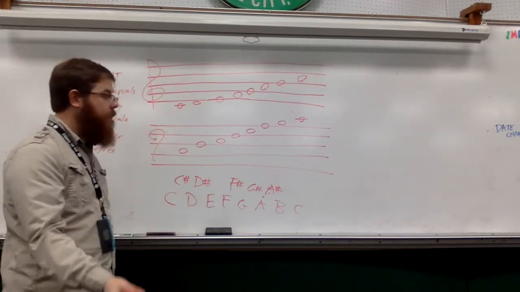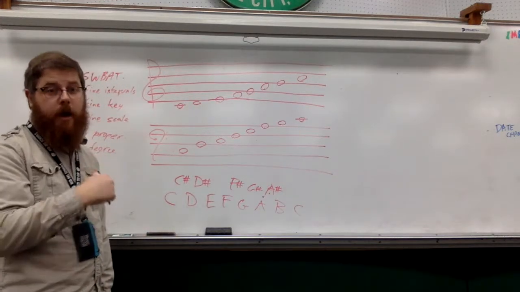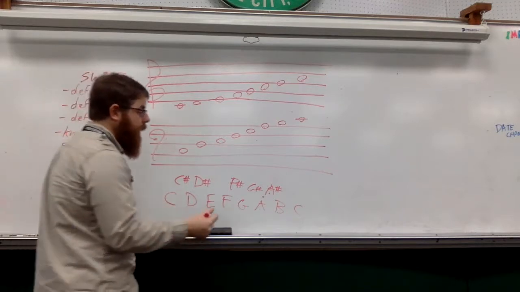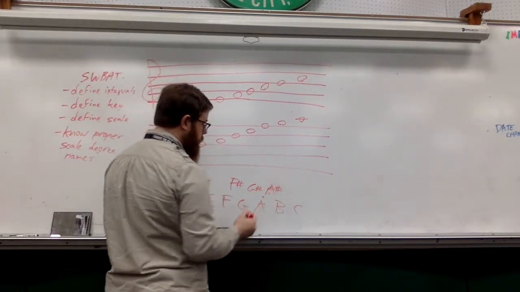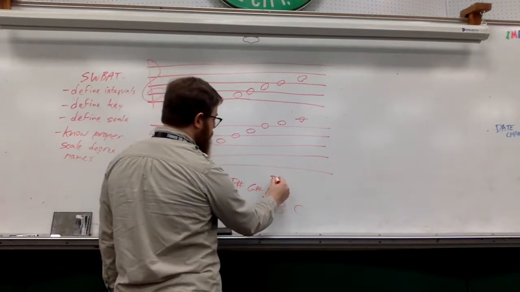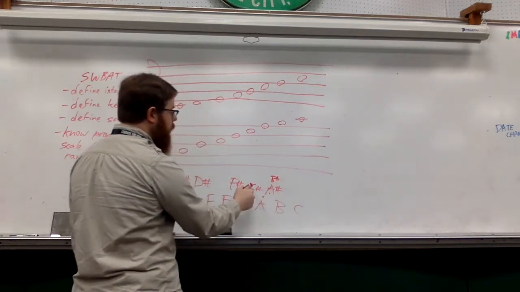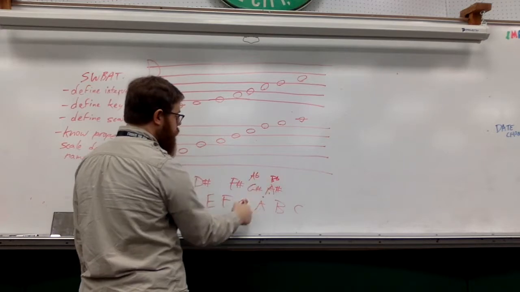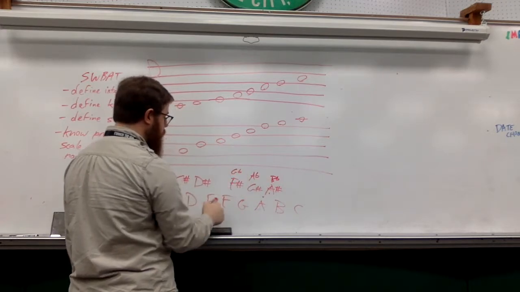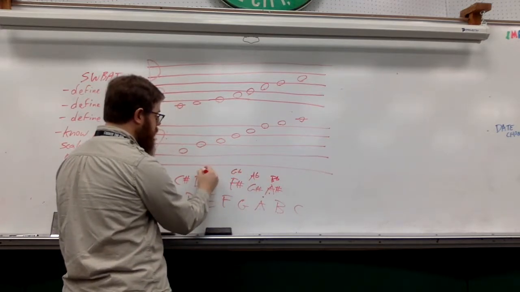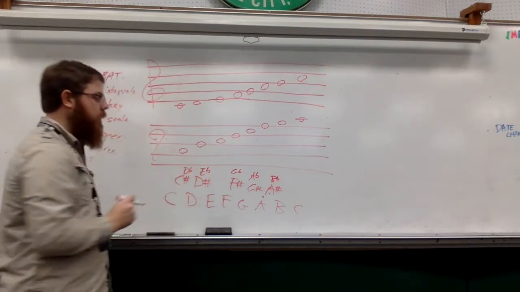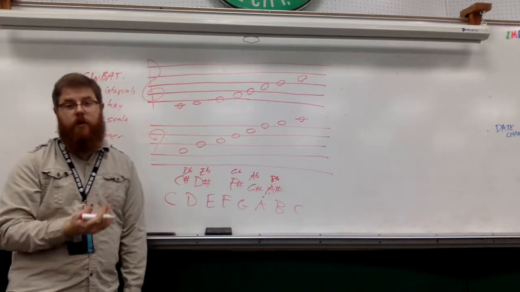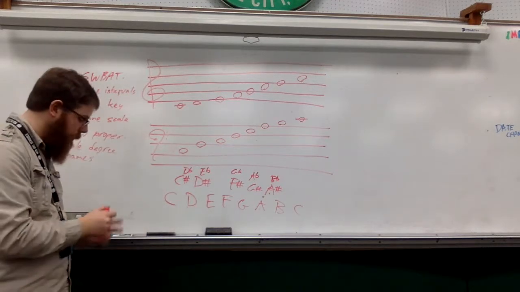Okay? If I'm going backwards the other way, I have C, B, A sharp, which is the same as B flat, A, A flat, G, G flat, F, E, E flat, D, D flat, and C. Now, if you see the way that I've drawn these out, it's because it represents a piano keyboard.